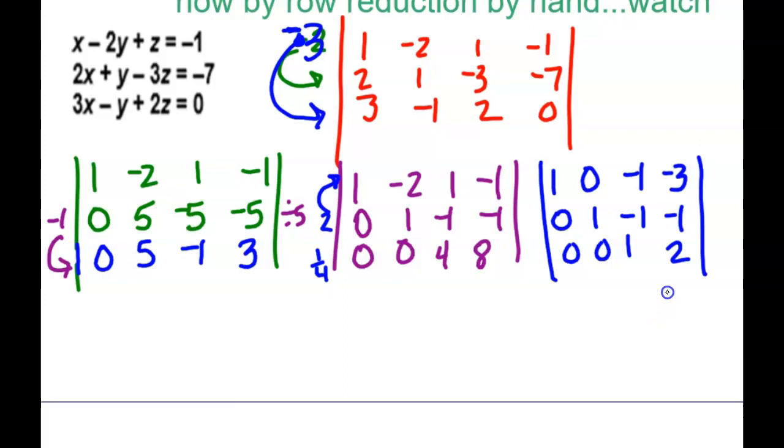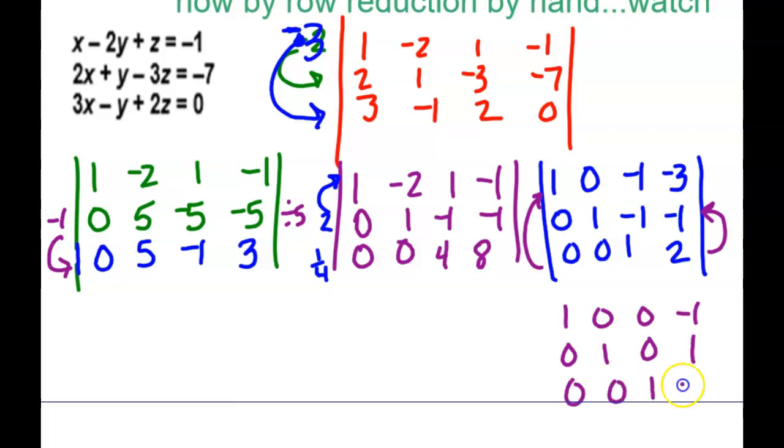All right, I'm almost done. Last step. I'm going to take this bottom one and add it up to the top one. So 0 plus 1 is 1, 0 plus 0 is 0, 1 plus negative 1 is 0, 2 plus negative 3 is negative 1. Then I'm going to take this bottom one and add it up to this guy. So 0 plus 0 is 0, 0 plus 1 is 1, 1 plus negative 1 is 0, 2 plus negative 1 is 1. And the bottom one is going to stay the same.